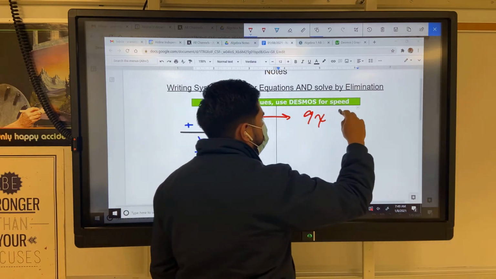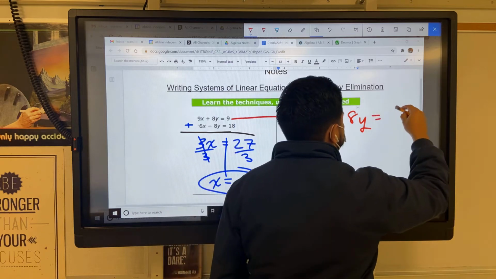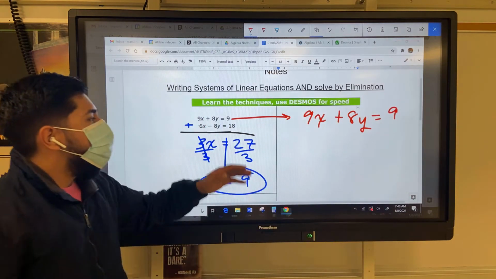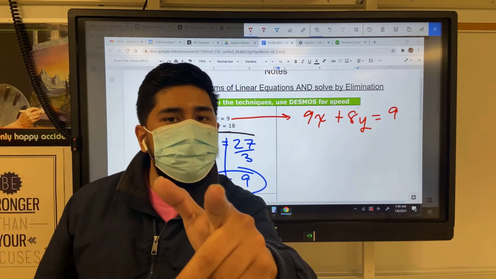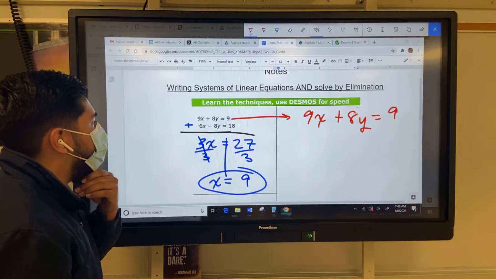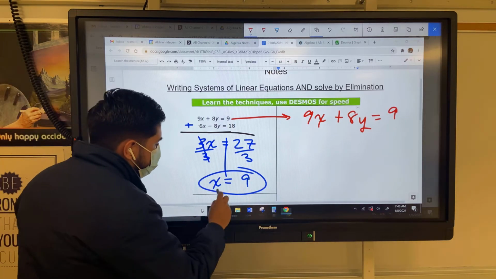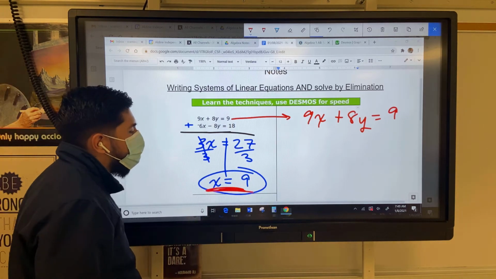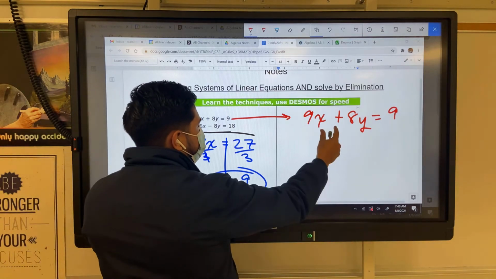9x plus 8y equals 9. Now with this equation, you could use either one. Does not matter. That's up to you. You can use either one, and we have to solve for y. But guess what? We just found out what my x is. So I get to take this x and boom, put it right there.